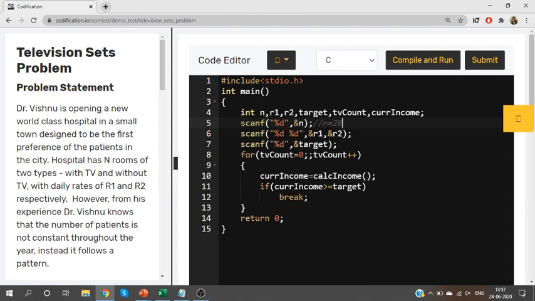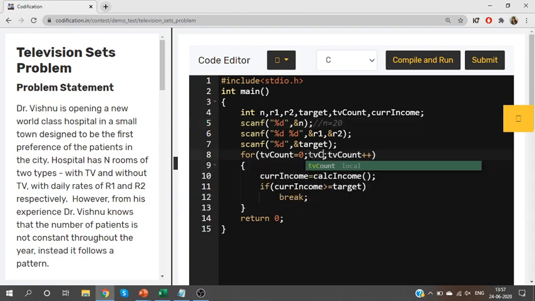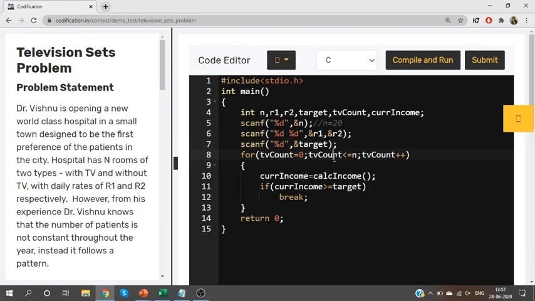No, there is a range. There is a limit to which you can buy the TVs. So check whether TV count is less than or equal to n. We have 20 rooms, you can buy a maximum of 20 TVs only. If it goes beyond that, you should not buy it.